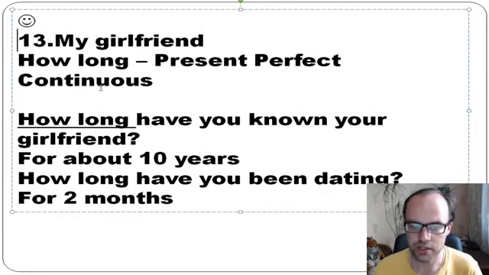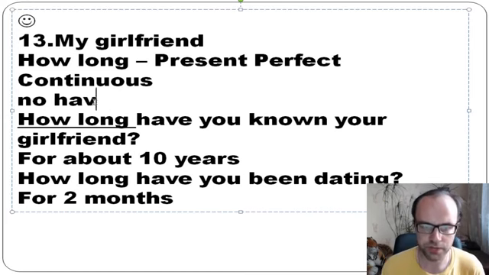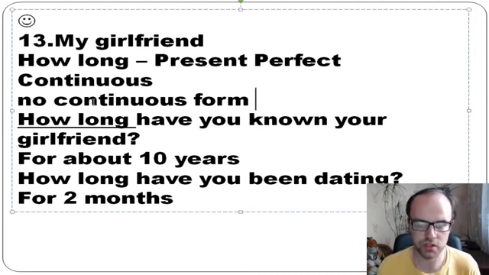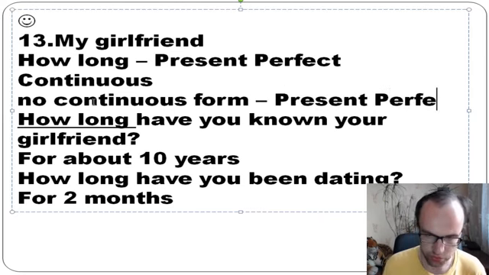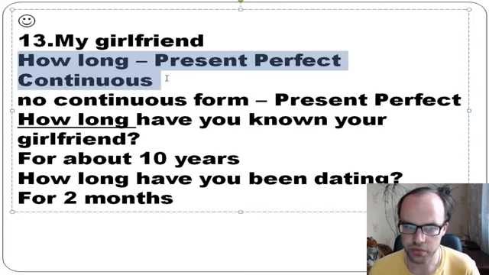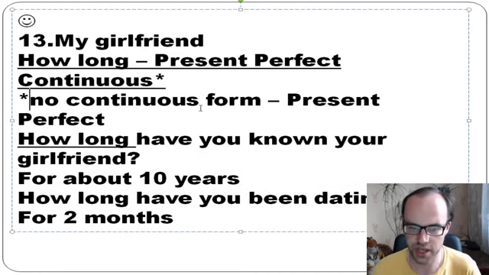But sometimes English verbs don't have a continuous form. So if there is no continuous form, you need to use present perfect instead. You need to use present perfect instead, okay? So you use present perfect continuous with how long, but if there is no continuous form, you use present perfect instead, okay?